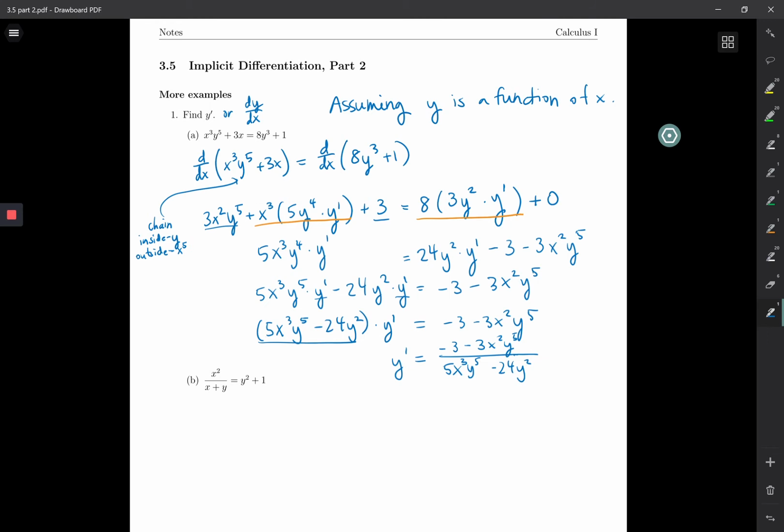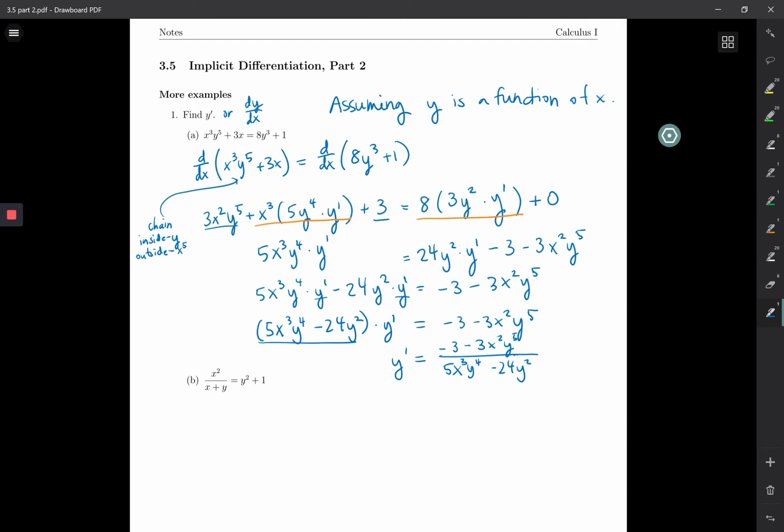Okay, wait. I think this turned into a, yes, so my 4 morphed into a 5 along the way, so I'm going to fix each of these. Okay, so it was 5x cubed y to the 4th, so this will be y to the 4th, this will be y to the 4th, and then in here, y to the 4th. Okay, I believe that that is the correct powers on everything.